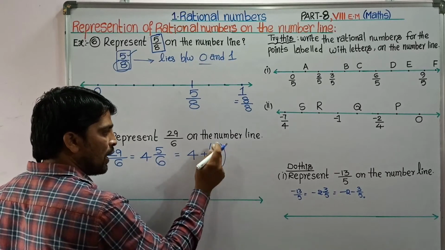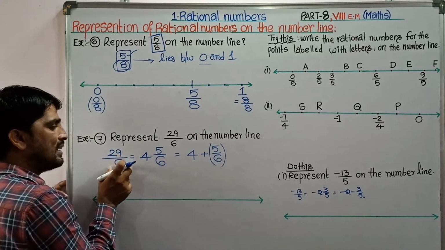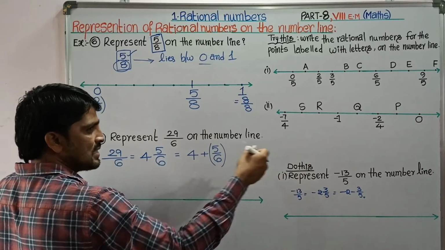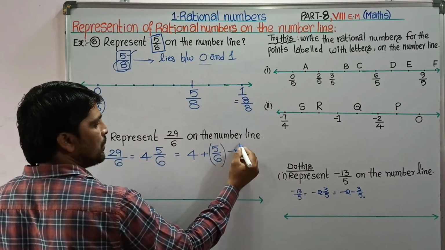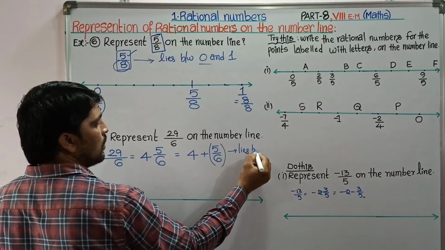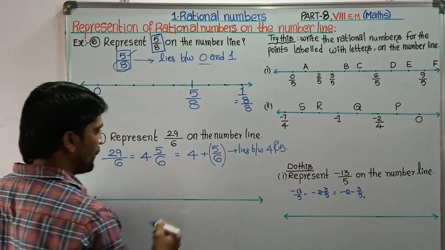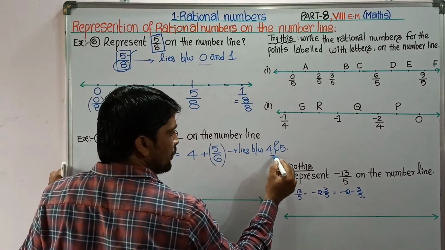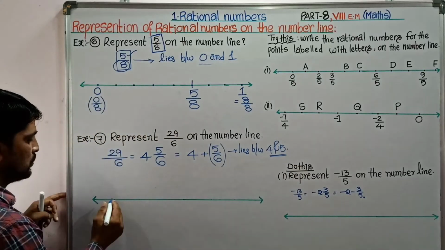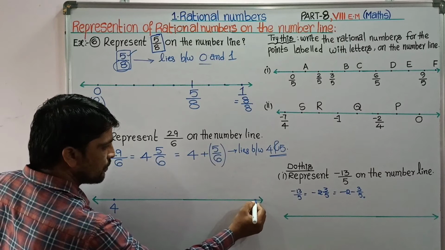The fractional value 5 by 6 is added to 4. So the value of 29 by 6 is more than 4 and less than 5. So the value of 29 by 6 lies between 4 and 5. Okay. Now, consider the 1 unit length between 4 and 5 on the number line. So this is 4 and this is 5.